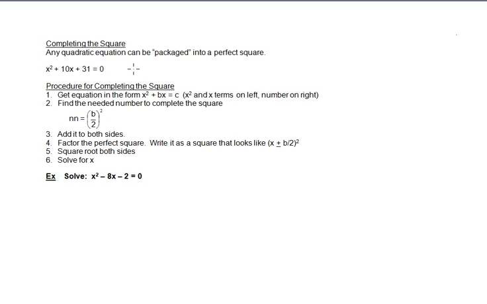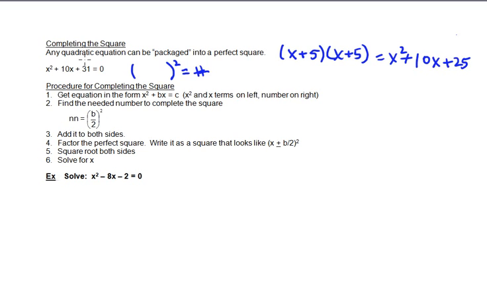But if we were able to package this trinomial into a perfect square that had something in parentheses equal to some number, then we would be able to use that square root method. And I'm going to cheat a little and just note the fact that if I had x plus 5 times x plus 5, that would then give me x squared plus, and then using FOIL, our two outer terms, 5x plus 5x gives us 10x plus 25. And so, had this trinomial had a 25 here, we would have our perfect square.